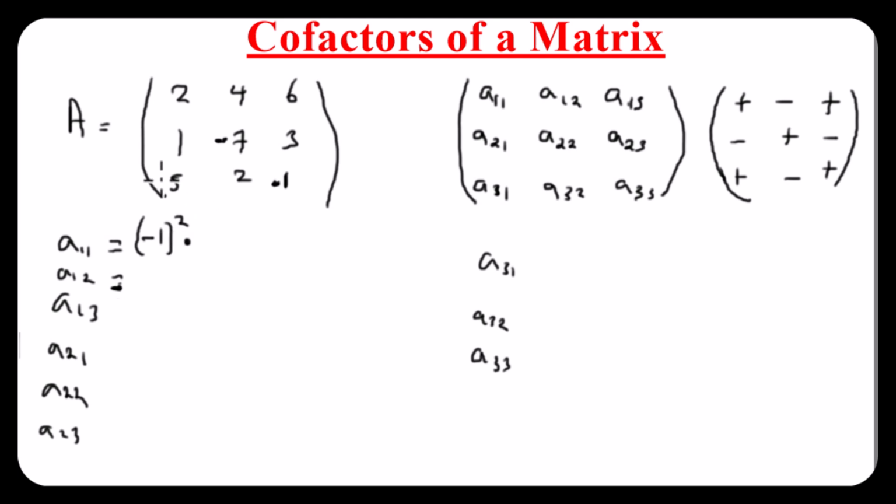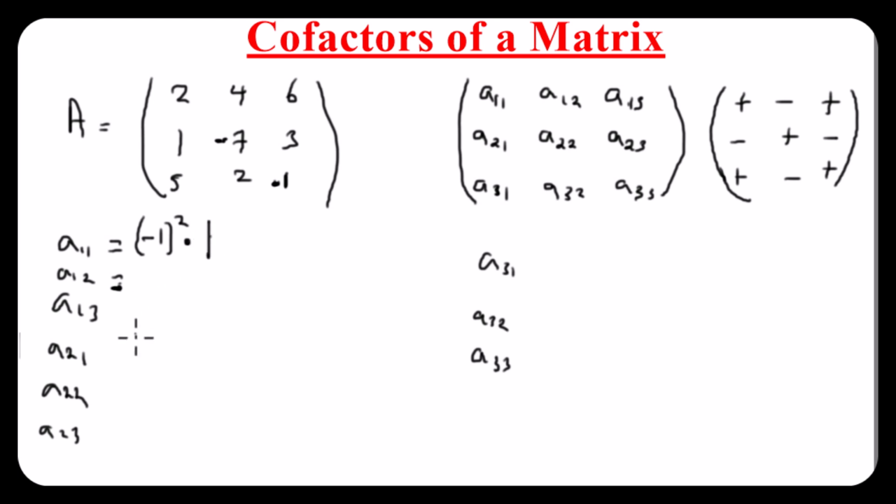So without wasting much time, let's try and find the minors of all these elements that we've written outside. So the minor of the first one, A11 or 2, would be, so again, 2 belongs to the first row and first column. So strike out the first row, strike out the first column. So what do we have? I'm left with -7 and -1. So multiply the -7 times -1 is +7, and then subtract 3 times 2, that's 6. So 7 minus 6, so that's 1.